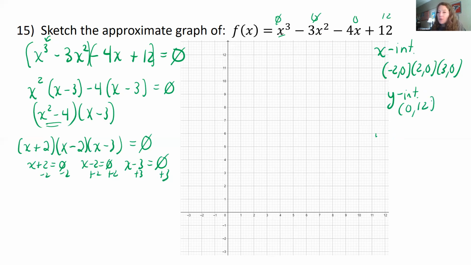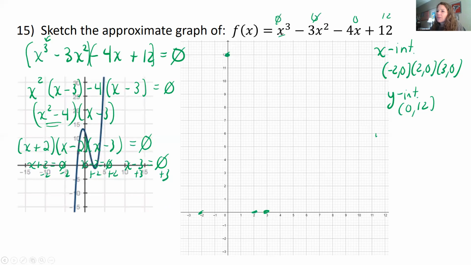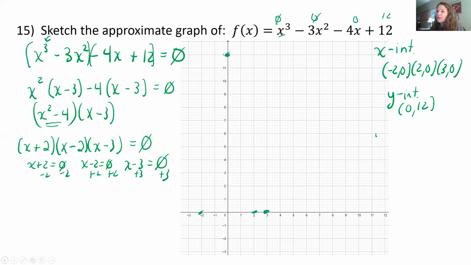All right, so let's graph these 4 points. So 0, 12 comes way up here. So there's our y-intercept. Our x-intercepts are negative 2, 0, positive 2, 0, and 3, 0. All right, we know that our leading coefficient is positive, so it's going to start by going up and to the right. So we're going to start by going up and to the right.